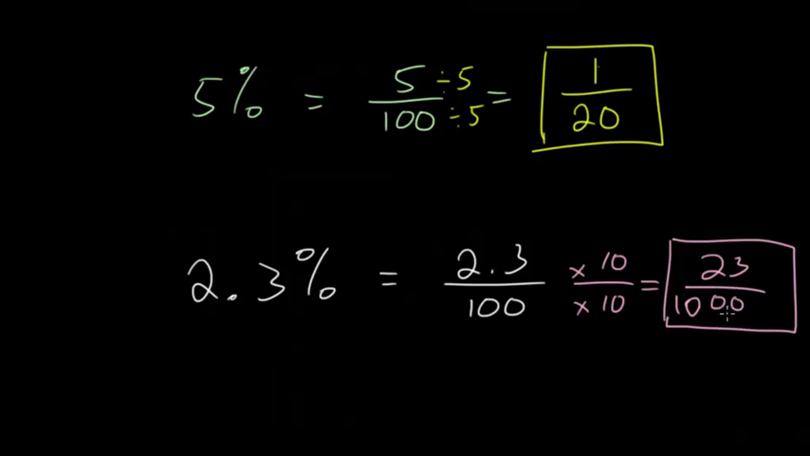We could see if we could simplify this, but 23 is a prime number. So it's not going to divide into 1,000 evenly, and there's no way to make 23 smaller. So this would actually be our final answer here.